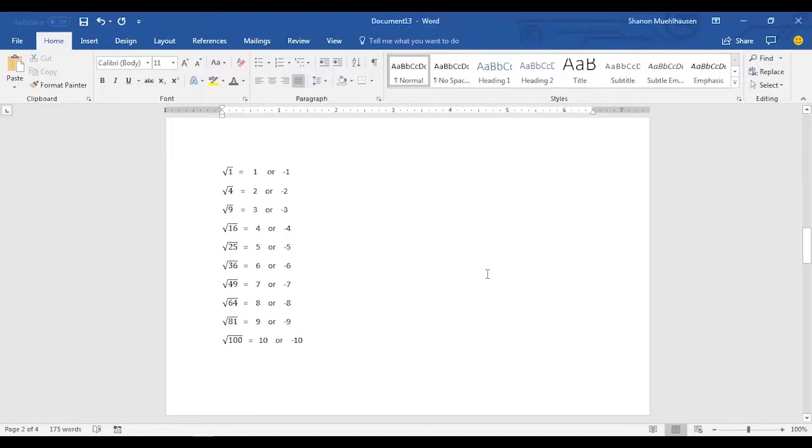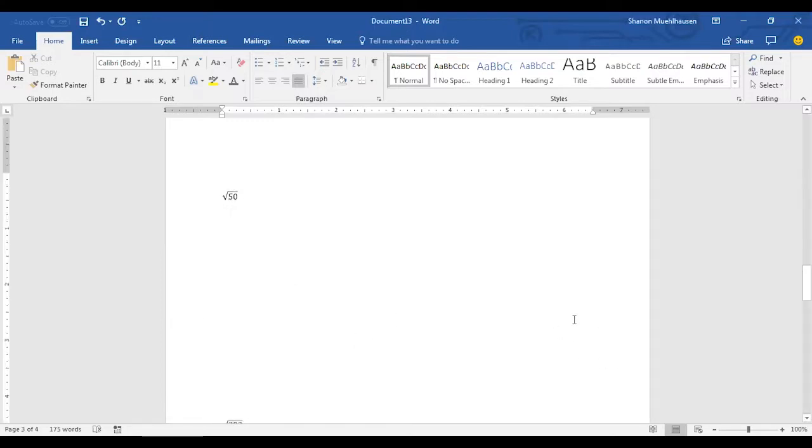But what we actually know is the square root of 1 can be 1 or negative 1. Square root of 4 can be 2 or negative 2, etc. Typically, we just list the positive answer unless there's a negative out front indicating they want the negative answer, but it's always good to keep this in mind.